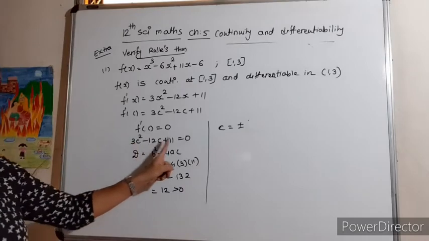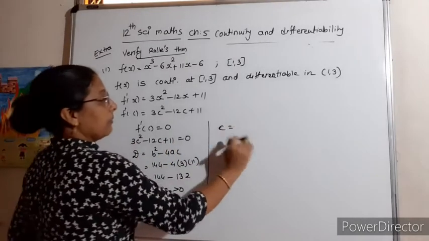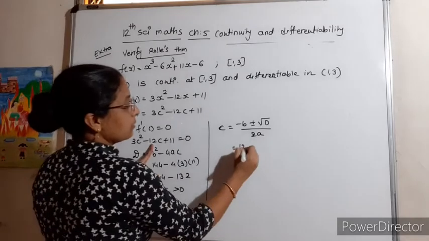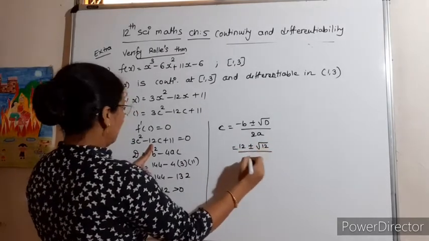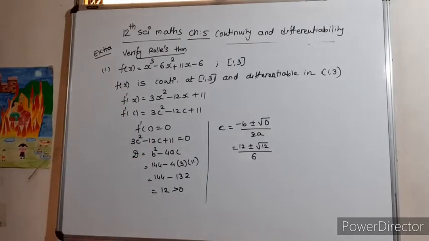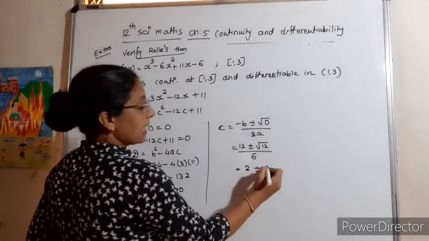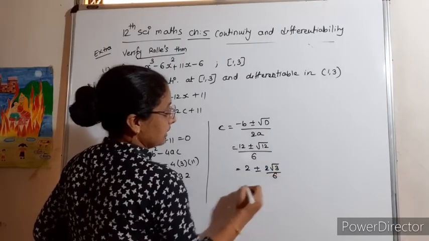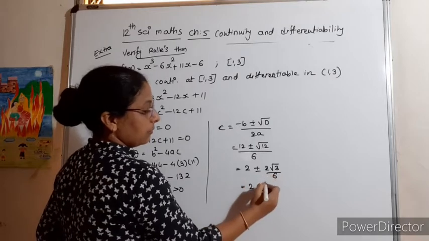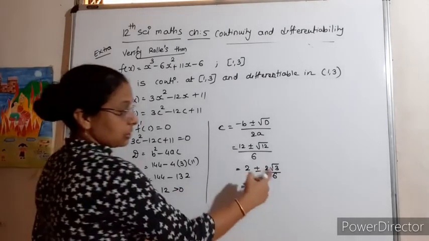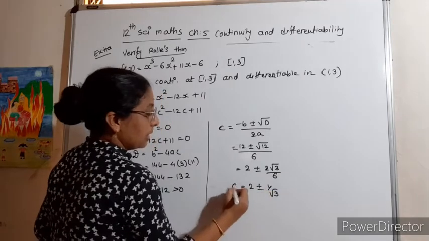Here you know a, b and c. So we can say that c = (−b ± √D) / 2a. So minus minus is plus 12, plus or minus √12 upon 2a, that is 6. You know how to write this, okay? If you write it separately, 6 2s are 12 plus or minus, this is 4 3s, so 2√3 by 6. 2 plus or minus 2√3 by 6, so you can write 1 by √3, because 2 3s cancel. So it is 1 by √3. That is the value of c.